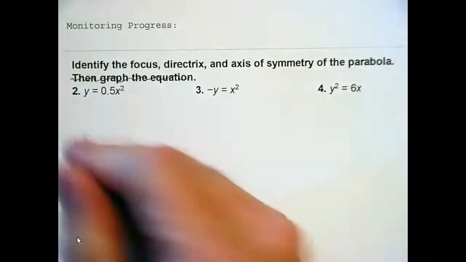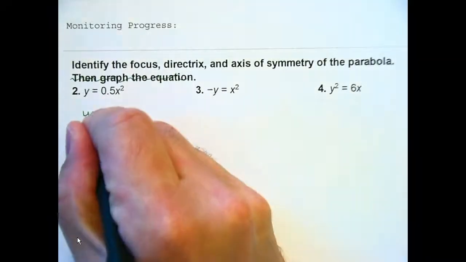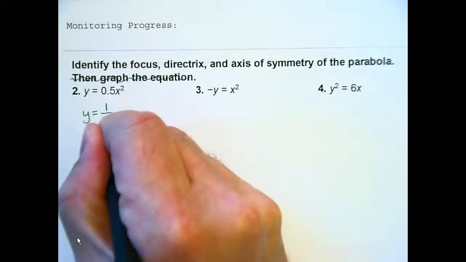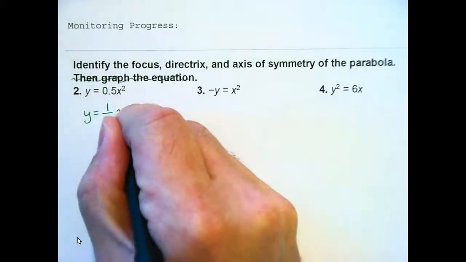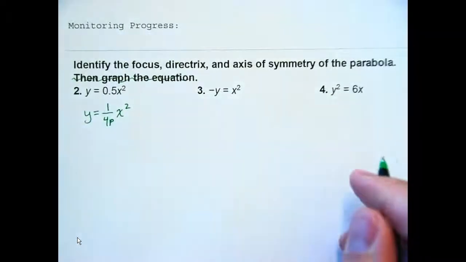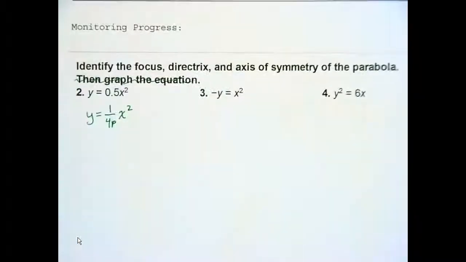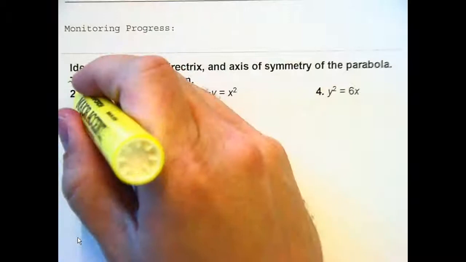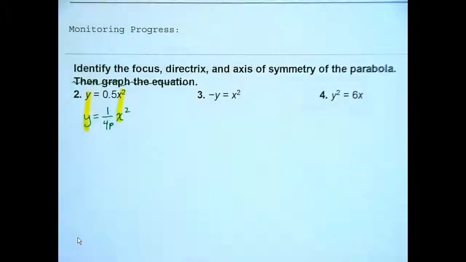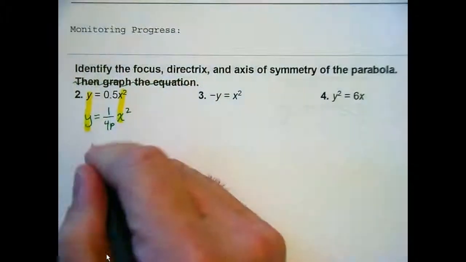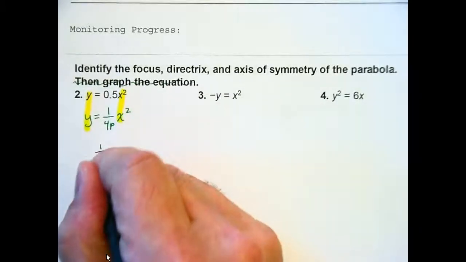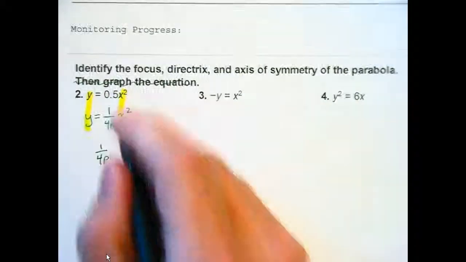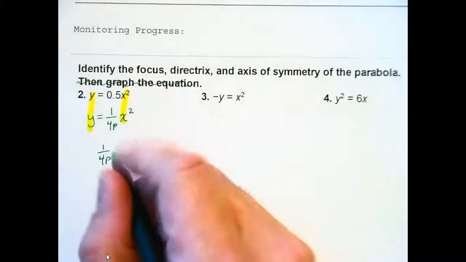Okay, we know y equals 1 over 4p x squared. I know you're not done with all these, but let's look at the first one, x squared. Notice this part right here is the same, and this part is the same, so that means 1 over 4p equals 0.5. Another way of thinking of 0.5 is 1/2.